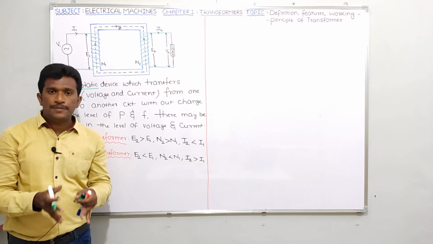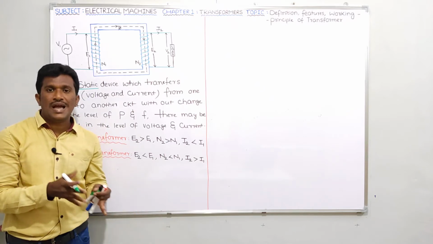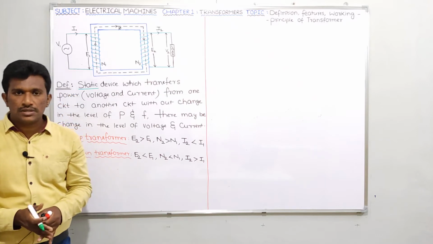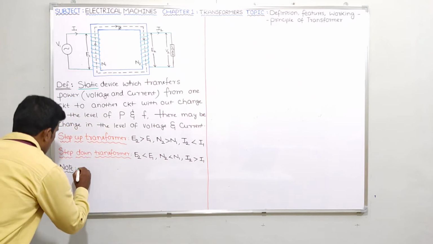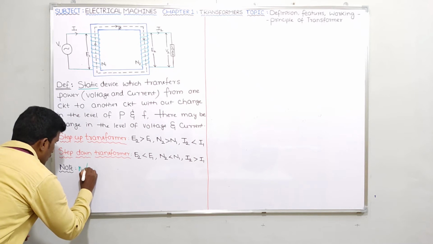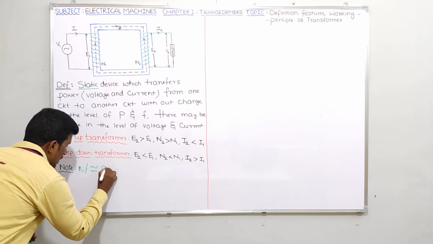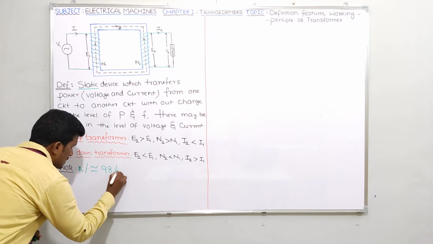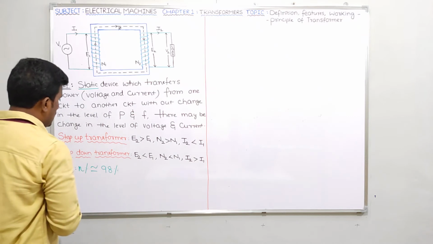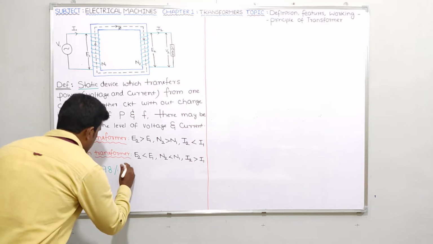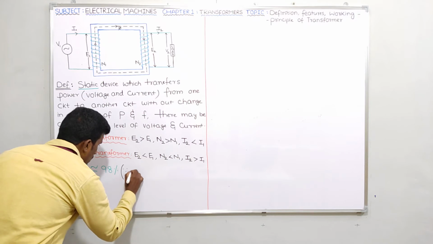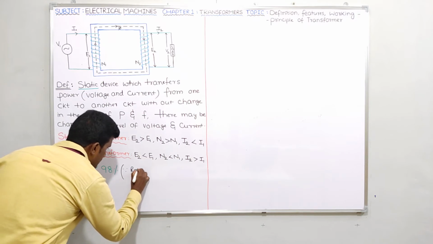Since mechanical losses are absent, efficiency of transformer will be very high, around 98%. Okay, I can write here as a note, efficiency will be approximately how much? 98%. What is the reason guys? I can give only one simple reason here. Since rotating parts are absent.